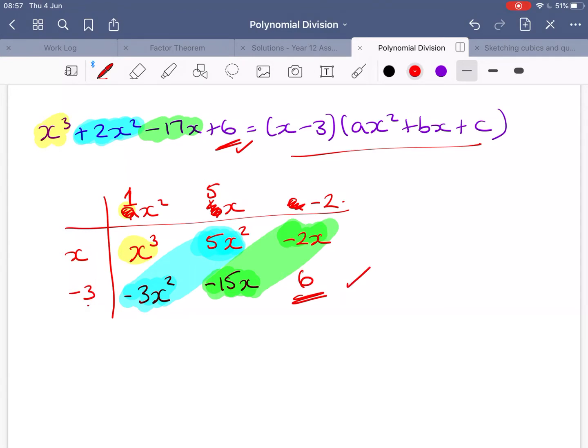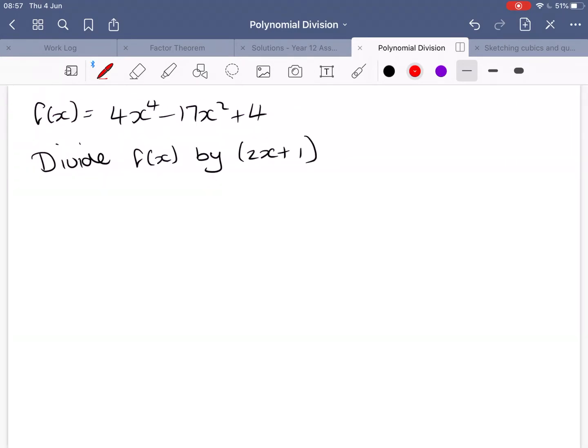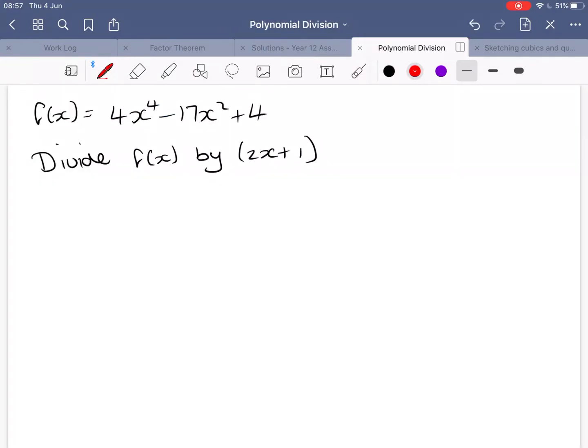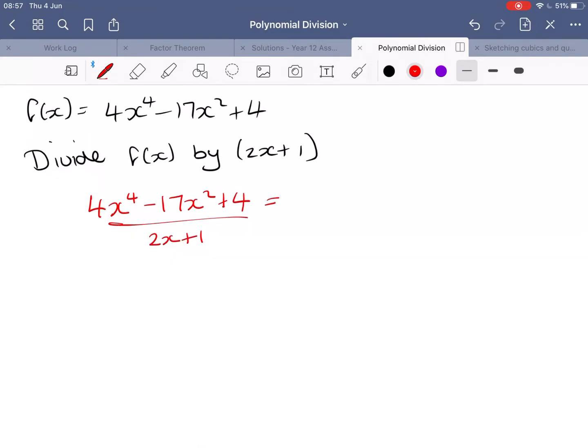So, a bit complicated if you've not seen this before, but we'll carry on. I'll do another example. So, sorry, going to the wrong thing. Right, so now this time I've got to do 4x to the power 4 minus 17x squared plus 4. And again, I've got divided by 2x plus 1. Now, because I've got something to the power 4 divided by an x, I'm going to have an x cubed.